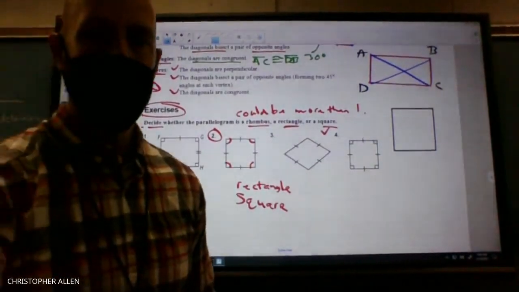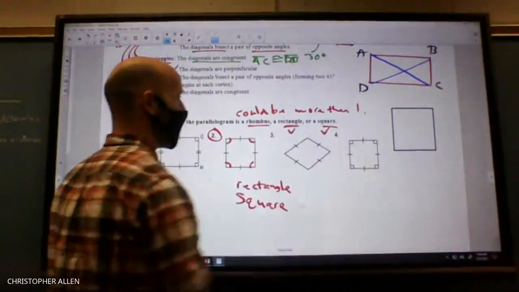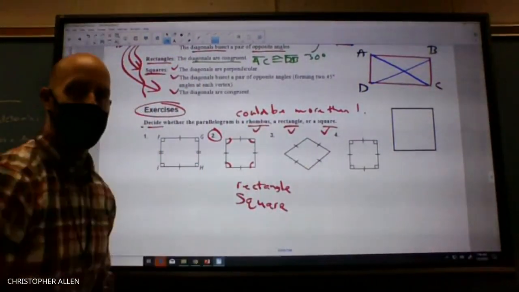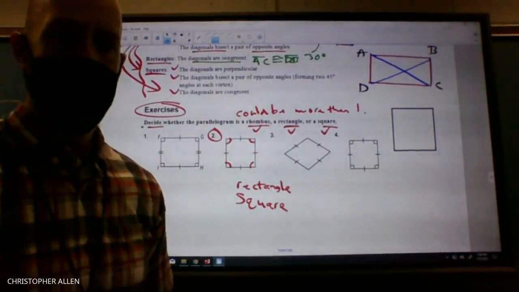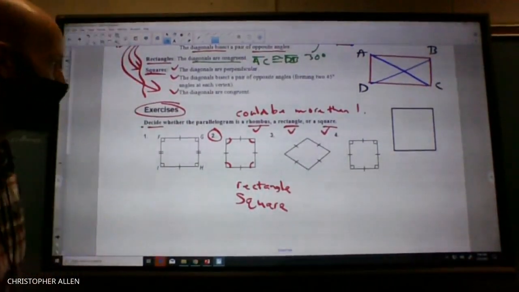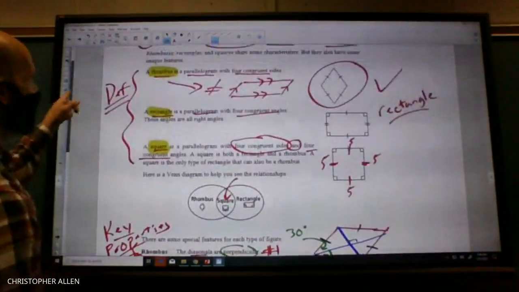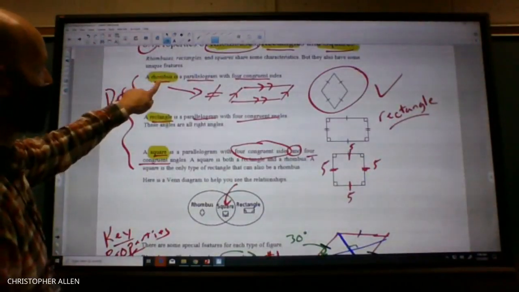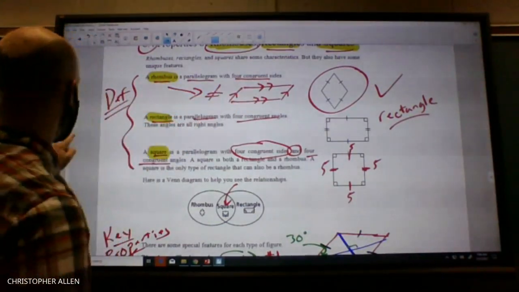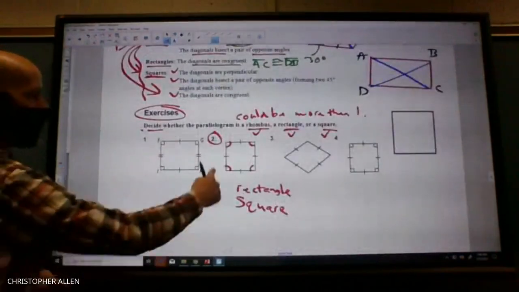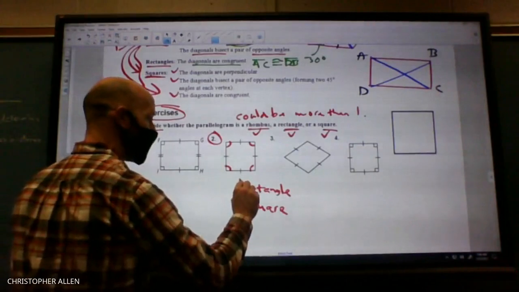Is it anything else? So far, we've established it's a square and it's a rectangle. Is it a rhombus? Jacob's shaking his head yes, and he's right. The reason that it's a rhombus is if we go up here and look at our definition of a rhombus, what's a rhombus? A rhombus is a parallelogram with 4 congruent sides. Do we have 4 congruent sides? Yep, so this is a rhombus.